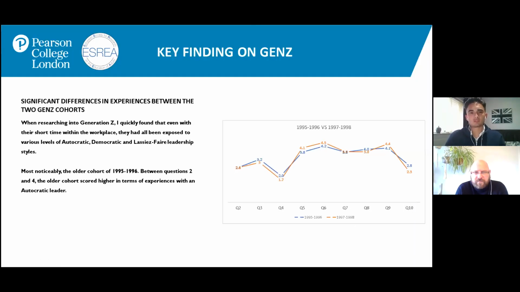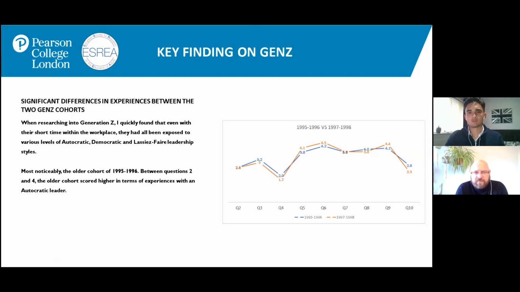Now moving on to one of my key findings from my piece of research from our chapter. I saw there were significant differences in experiences between the two Generation Z cohorts. Even with a short time span within the workplace, they'd all been exposed to various levels of autocratic, democratic, and laissez-faire leadership styles.